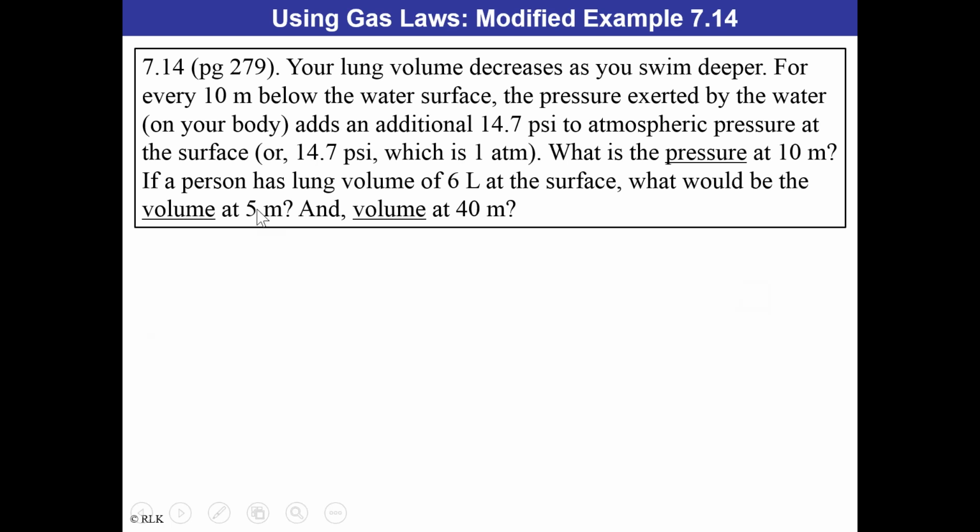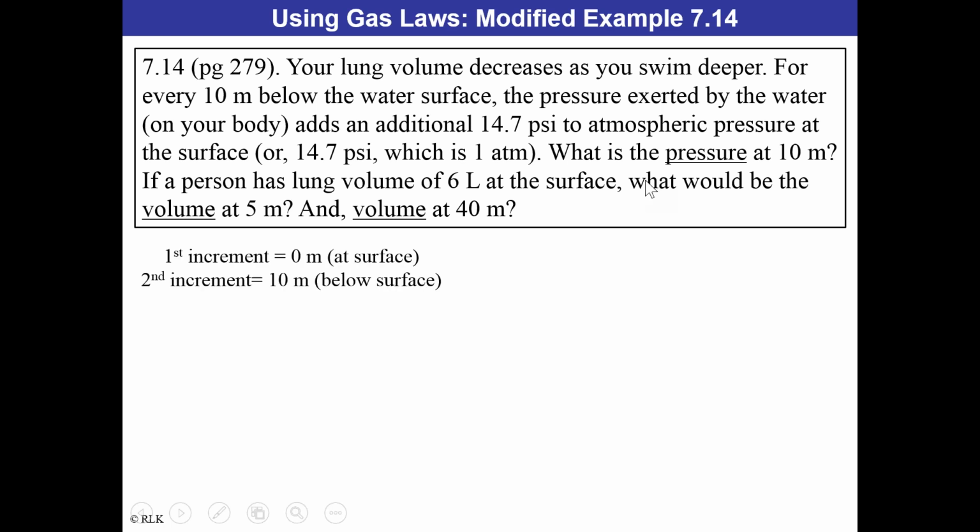And so then the second one is, if a person has a lung volume of 6 liters at the surface, what would be the volume at 5 meters? And then what would be the volume at 40 meters? So you can anticipate that if the volume is larger at the water surface or boat surface, wherever the diver had originated, then with the increased pressure at depth, whether it's at 10 meters, 5 meters, 40 meters, you can expect that the volume will be decreased. And so that's what we're looking at here.